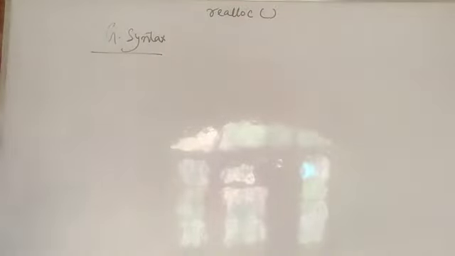The second argument that the realloc function takes is the new size. For example, that is it. This is the syntax. Realloc takes two arguments, the previous pointer and the new size.